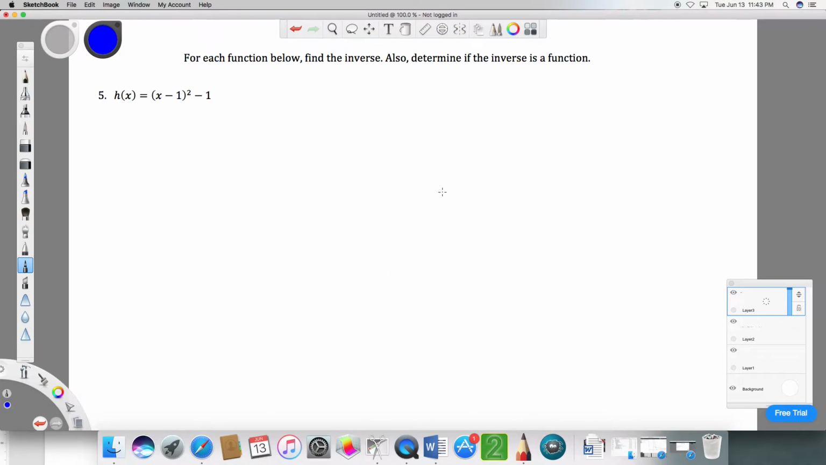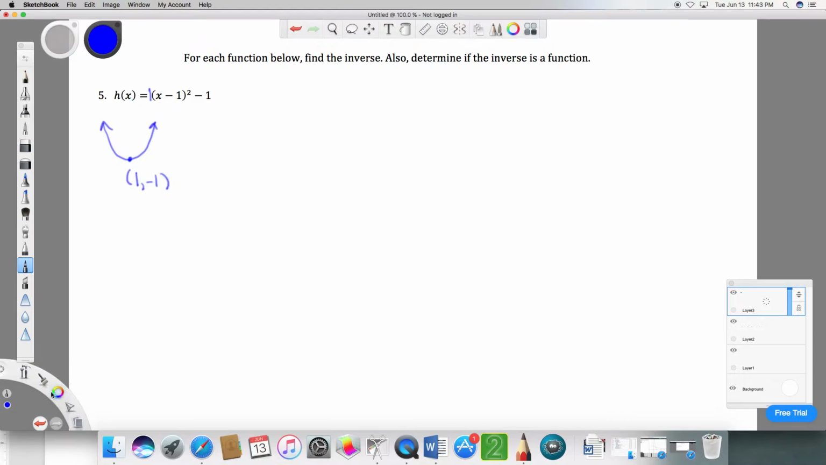Let's take a look at this problem. They want us to find the inverse and then determine if that inverse is a function. So here you should be familiar with this function. It's a quadratic function, and we know that the graph is a parabola. This quadratic function is even given to us in vertex form. With a leading coefficient of 1, we know this parabola opens upward, and the coordinates of the vertex are (1, -1).